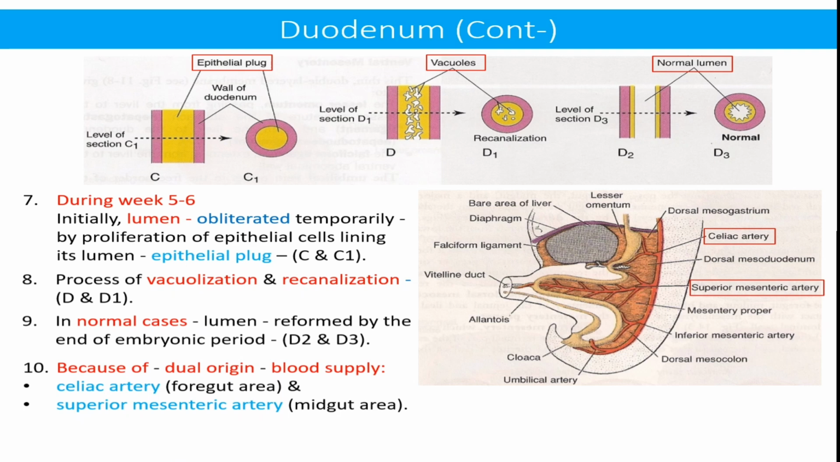Because of its dual origin, duodenum receives dual blood supply. Foregut area is supplied by celiac artery and midgut area by superior mesenteric artery.